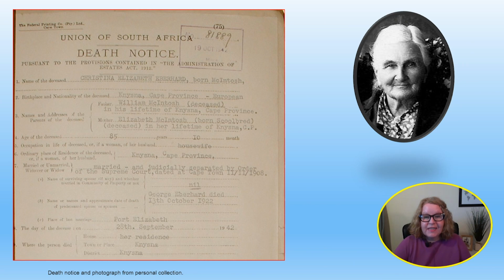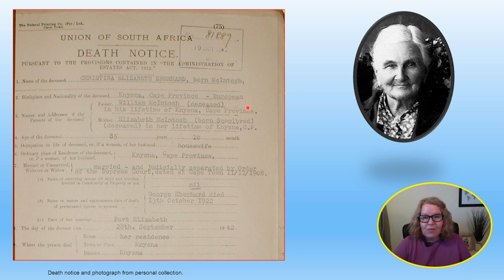So on the screen, you can see the top half of the death notice for Christina. The first thing that you'll notice is that we are given her maiden name, Christina Elizabeth Eberhard, born McIntosh. And right underneath that, we get her birthplace and nationality. She was born in Knysna in the Cape Province, and her nationality was European.